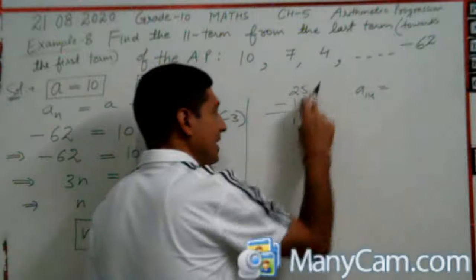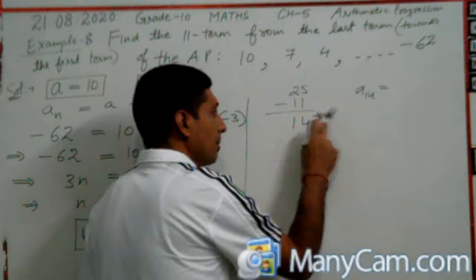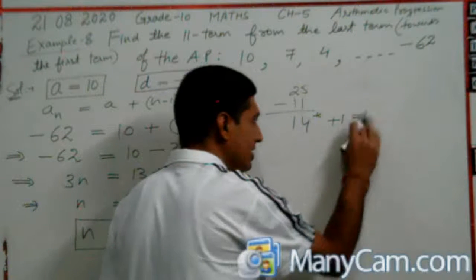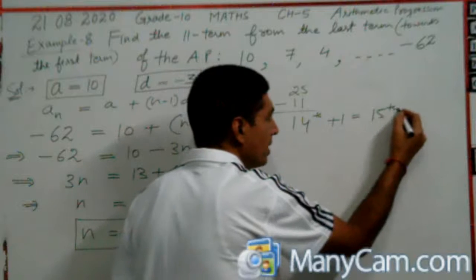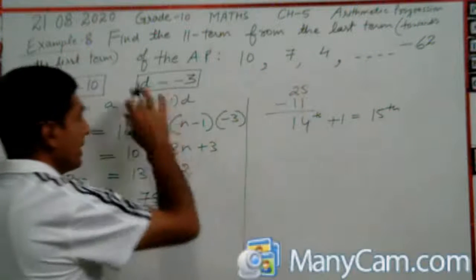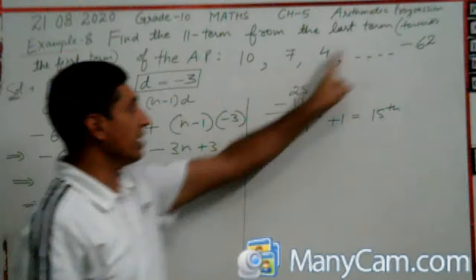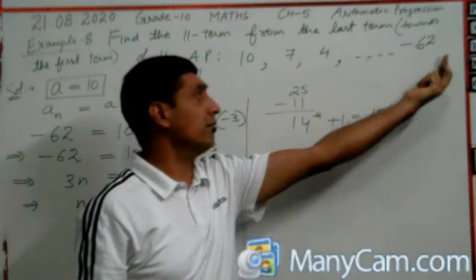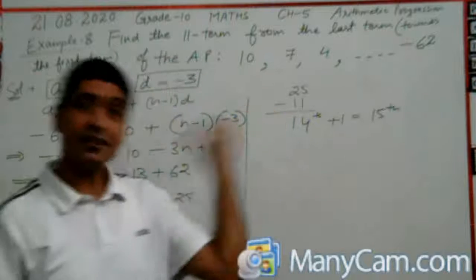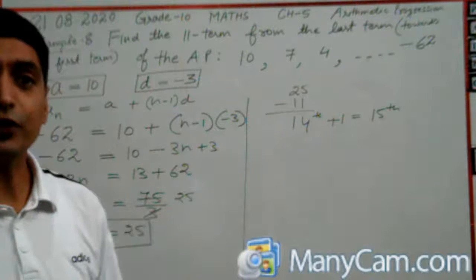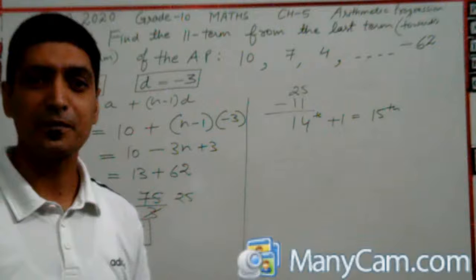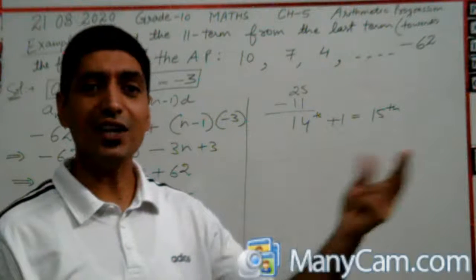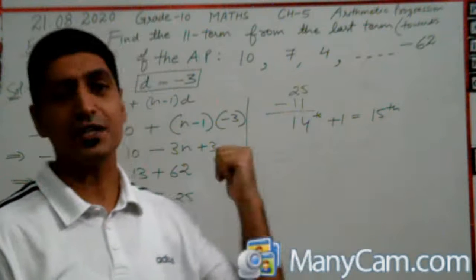25 minus 11 is 14. But to 14 we have to add 1. This is the mystery. Our answer is the 15th term of this AP. In this AP, 1, 2, 3, 4, the 15th term will be the 11th term from the last, not the 14th term. This is a very, very important thing. Why does it happen? Because we are reversing the AP.